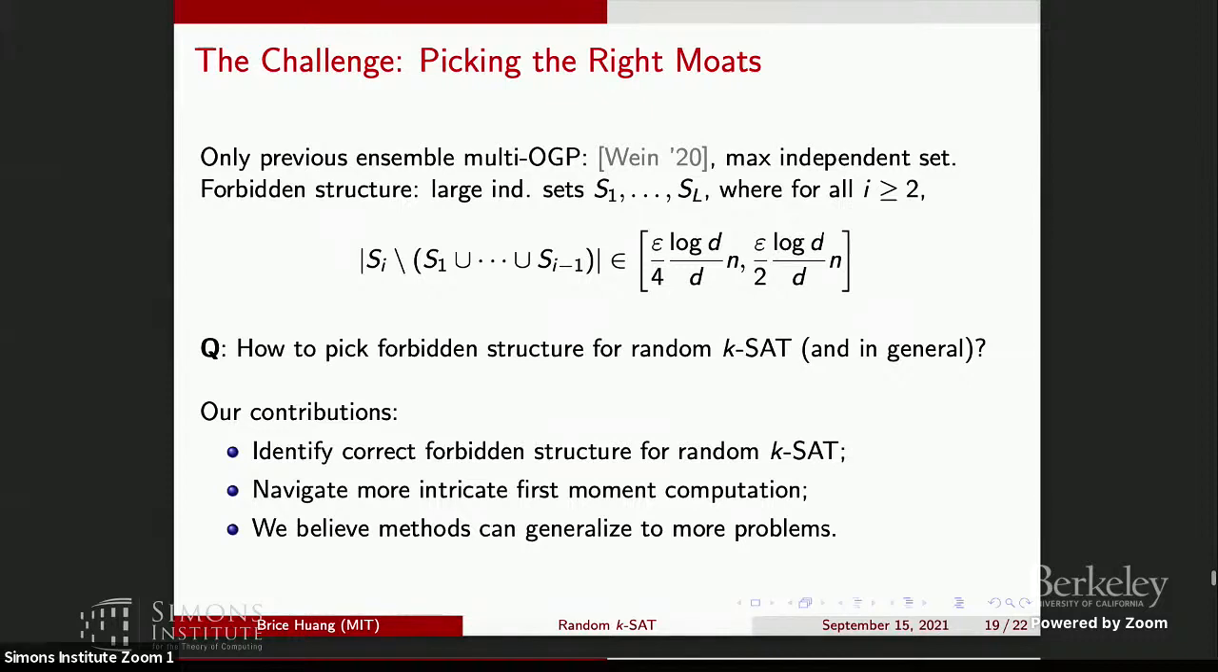So we identify the correct forbidden structure for random k-SAT. And by an elaborate first moment argument, we show that this forbidden structure doesn't occur with high probability. Also, our forbidden structure is constructed from essentially generic energy considerations. And we believe that our methods can be generalized to show similar multi-OGPs for other average case problems.